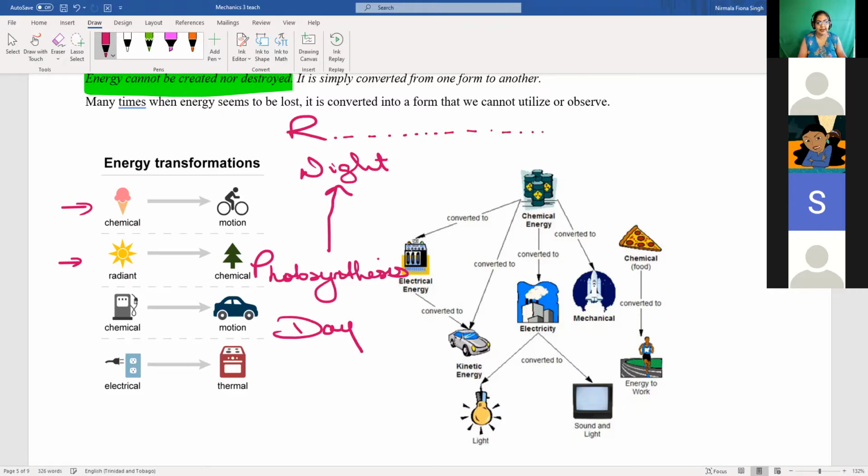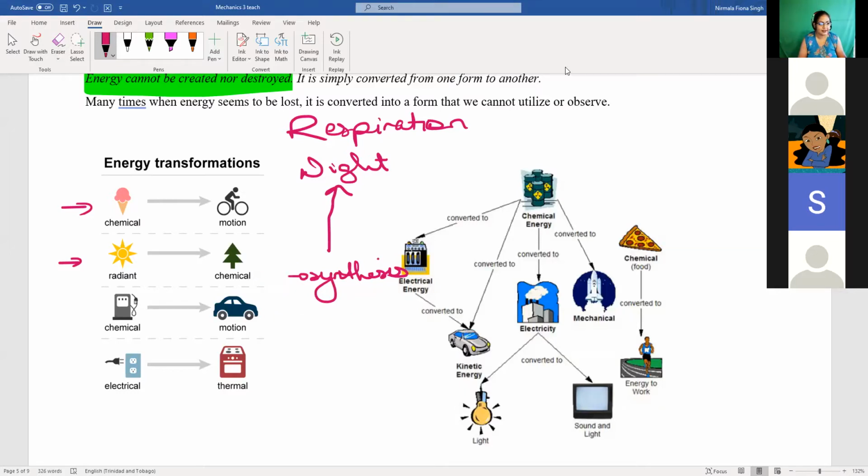Y'all, how do plants utilize energy in the night? Starts with R. I just said it. Respiration. You should know this. This is both biology and chemistry.